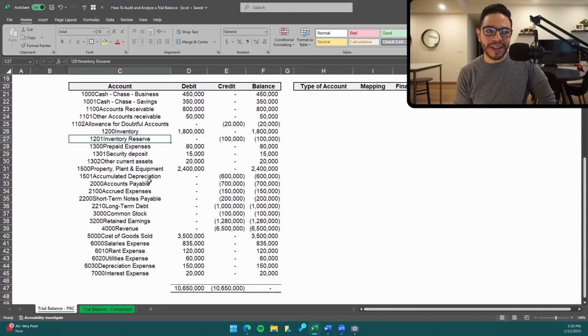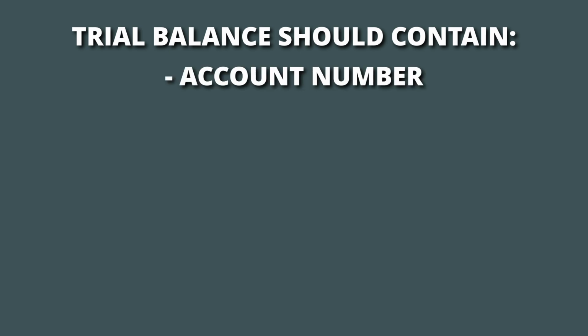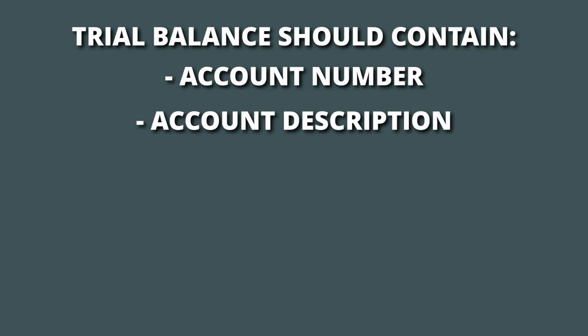So when you're auditing a trial balance, there's really a few key things in here. You want to make sure you have an account number, an account description, and obviously a debit and a credit. There's really four key critical things you need in a trial balance. Again, account number, account description, debit, and credit.